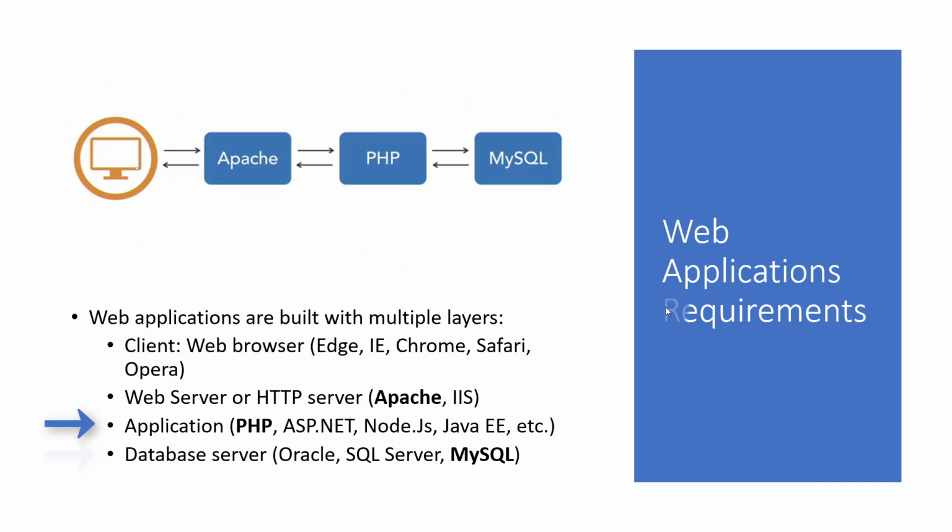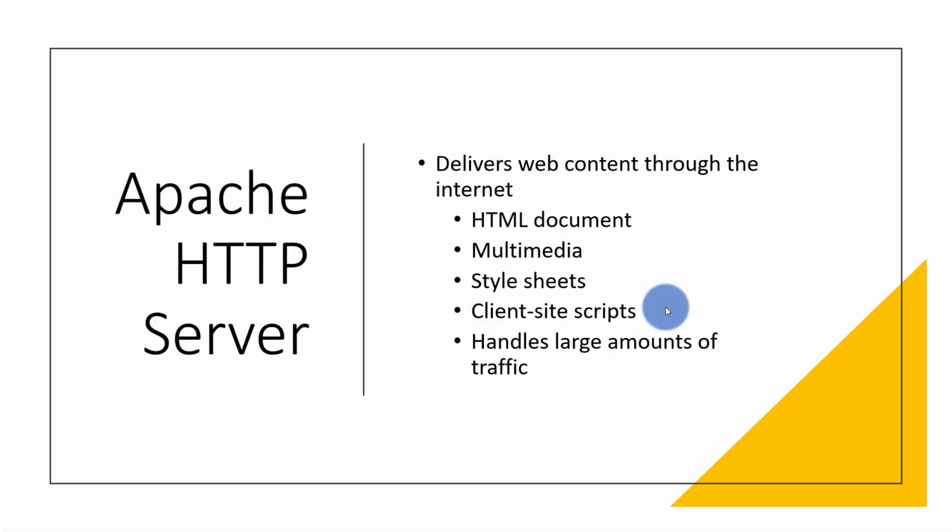You also need a database where files are stored. It's an important requirement also. So there are databases like Oracle, SQL Server, MySQL. For this session, we'll be using MySQL. A little bit about this server so as to bring about greater clarity. First is the Apache or HTTP server. Now, HTTP server just simply means Hypertext Transfer Protocol. What it does is it helps to deliver web content through the internet.